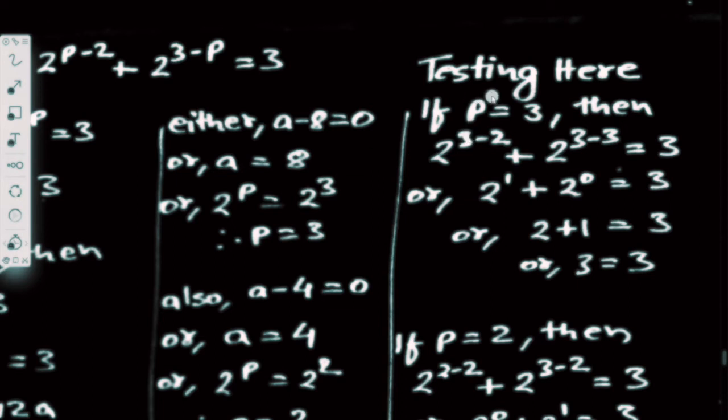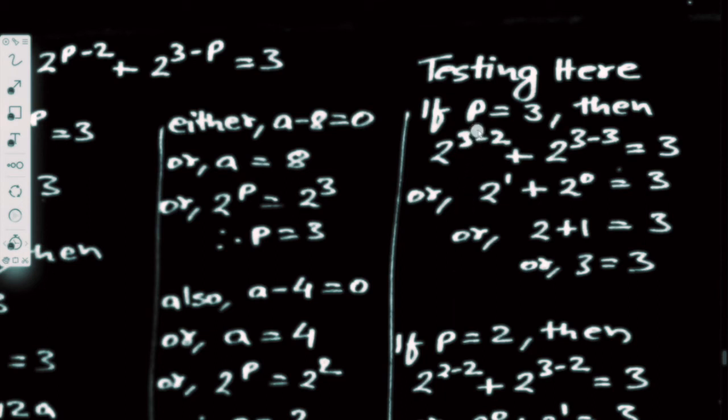Let's see. Testing here. If p equals 3, then 2 power 3 minus 2 plus 2 power 3 minus 3 equals 3, as it is our original equation. Now p is replaced with 3. So it comes as 2 power 3 minus 2 is 1, so 2 power 1, plus 2 power 3 minus 3 is 0, so 2 power 0 equals 3. Now 2 power 1 is 2 and 2 power 0 is 1, so 2 plus 1 equals 3, 3 equals 3. Here both sides come the same. Therefore, our answer p equal 3 is right.